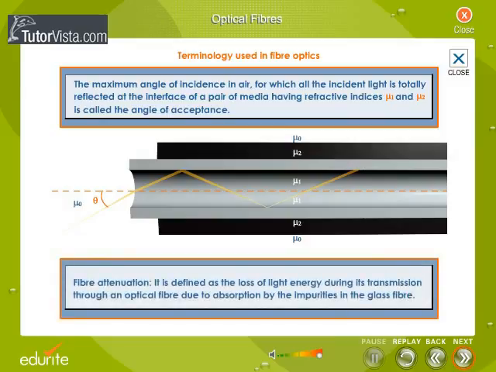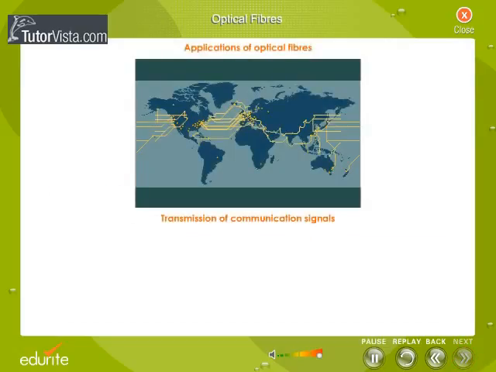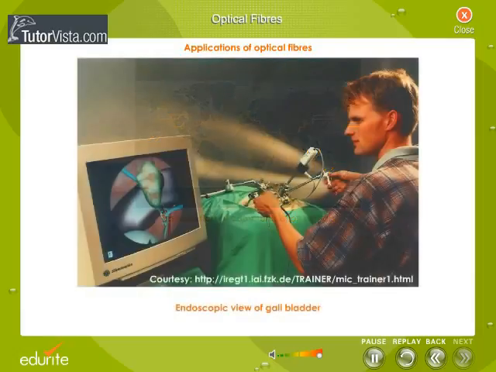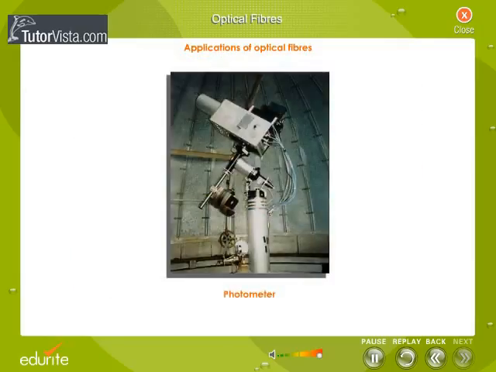Fiber attenuation. It is defined as the loss of light energy during its transmission through an optical fiber due to absorption by the impurities in the glass fiber. Applications of optical fibers. Optical fibers are used to transmit communication signals. In endoscope, used to investigate interior organs which cannot be viewed directly, and in photometers.